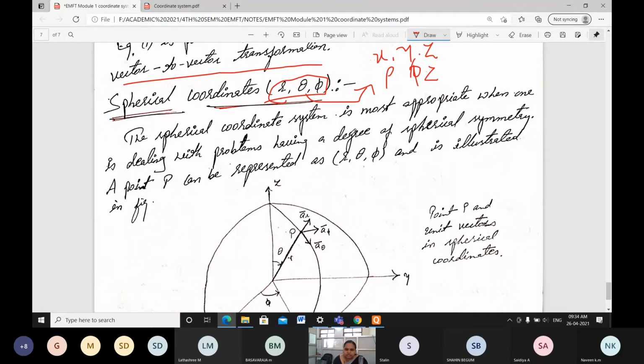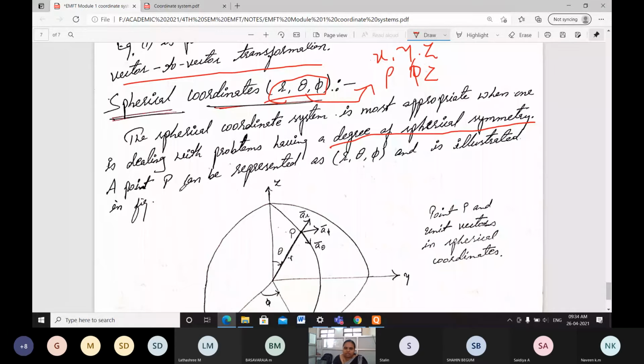Based on the variables only, you have to tell which coordinate system it is. The spherical coordinate system is most appropriate when dealing with problems having a degree of spherical symmetry. When we have a degree of spherical symmetry in terms of your motor structure, or in any spherical materials, how the magnetic field is going to be generated, how you are going to give your supply, how much magnetic field is going to be generated for the spherical materials. For those, you can apply our spherical coordinate system.